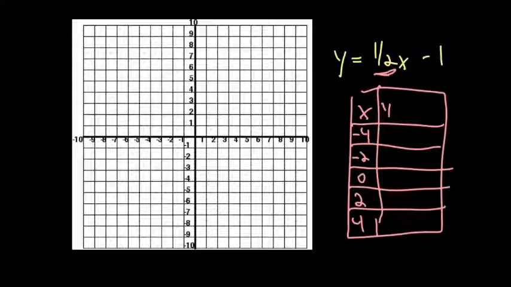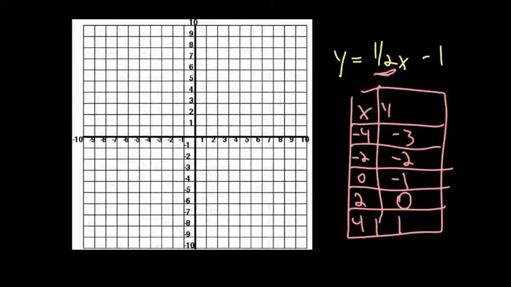Alright, so this time I'm going to start at the +4. Half of 4 is 2. 2 minus 1 is 1. And then half of 2 is 1. 1 minus 1 is 0. Half of 0 is still 0. Minus 1 is -1. Half of -2 is -1. Minus 1 is -2. Half of -4 is -2. Minus 1 would be -3.